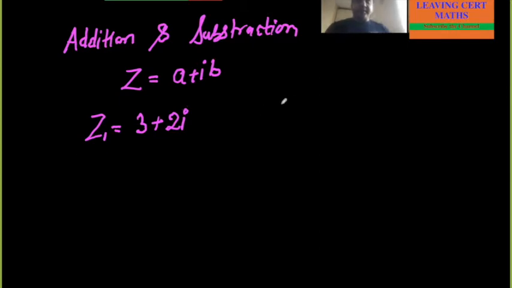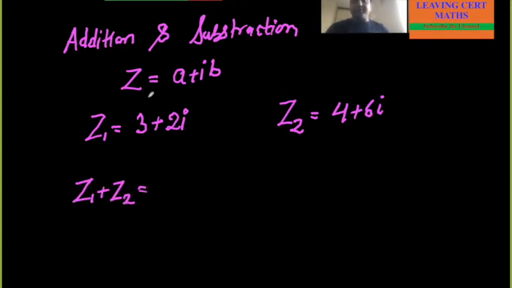So now let's say you have another complex number z2, which is 4 plus 6i, right? And if you want to add them, see, always remember real will be added to real part and imaginary will be added to imaginary part. That's all. So your answer will be 7 plus 8i, right?